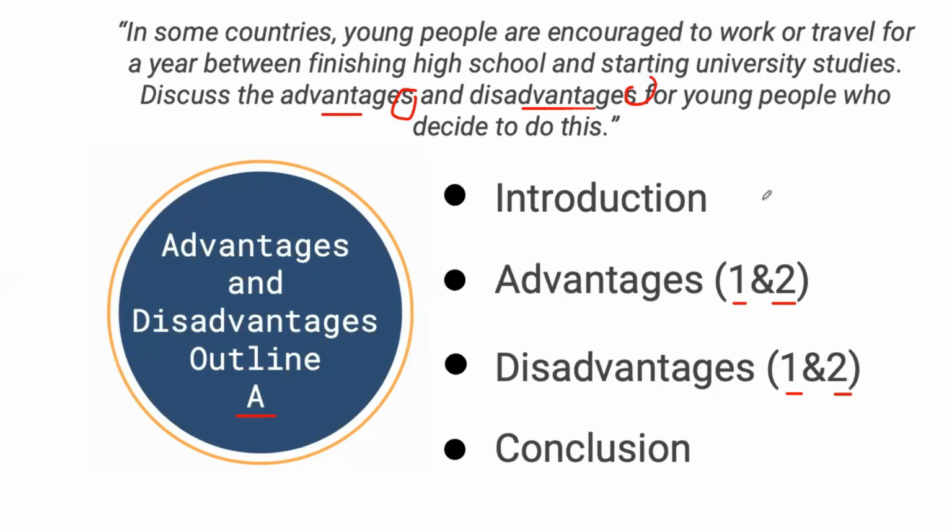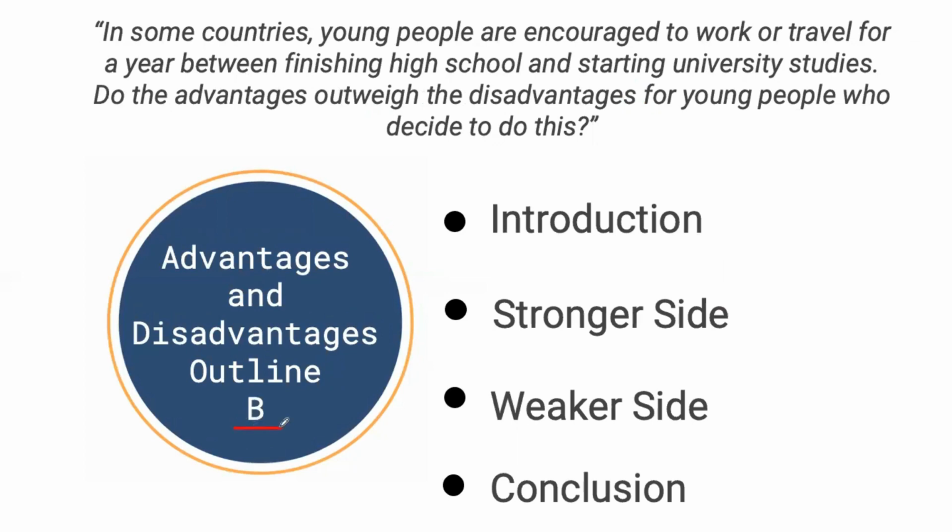So just keep in mind that with this question type, you're just talking about advantages and disadvantages. You don't have to state your opinion and you don't have to state which side is stronger. This is very important. Outline B is a bit different. Now I'm just asking this question in a different way. So this is the same theme that we saw in outline A. Let's go ahead and read it.